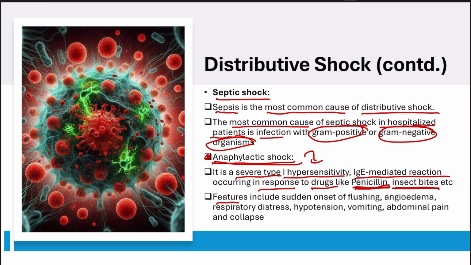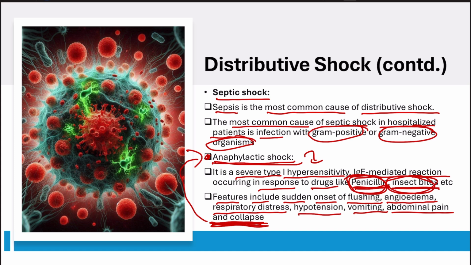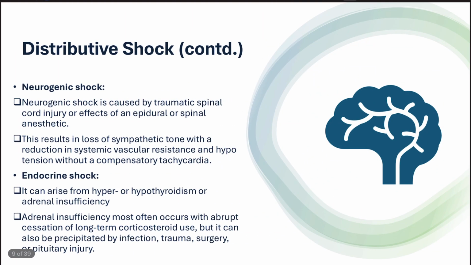And here the features will include sudden onset of flushing, angioedema, respiratory distress, hypotension, vomiting, abdominal pain, and finally cardiovascular collapse. So these are the features of anaphylactic shock. That is, anaphylactic shock is basically a type 1 hypersensitivity reaction which is IgE mediated, and it can be triggered by several allergens. It can be a response to some drugs like penicillin, or an insect bite. So this is another variety of distributive shock. So here we have seen two types of distributive shock, septic shock and anaphylactic shock. Then coming to the next two types of distributive shock, first is neurogenic shock, and then we have endocrine shock.